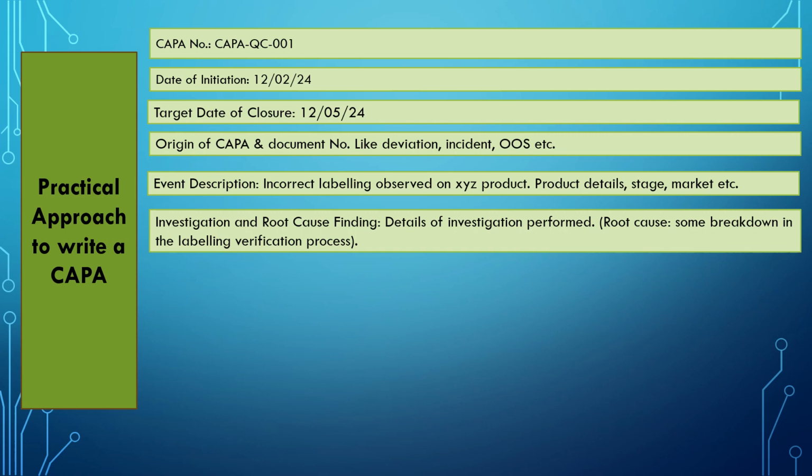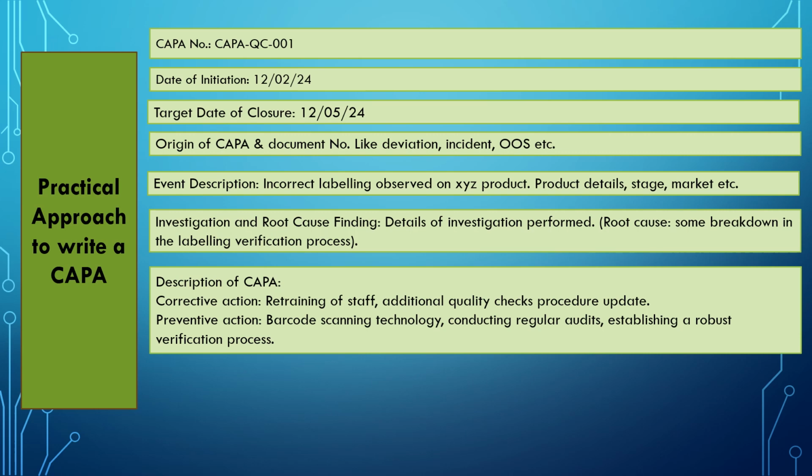Next is investigation and root cause finding details. Here you need to define what root cause was identified based on the detailed investigation, right? For example, for incorrect labeling, the root cause is identified as some breakdown in the labeling verification process, right?